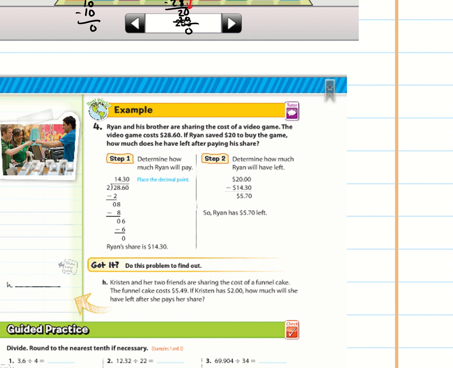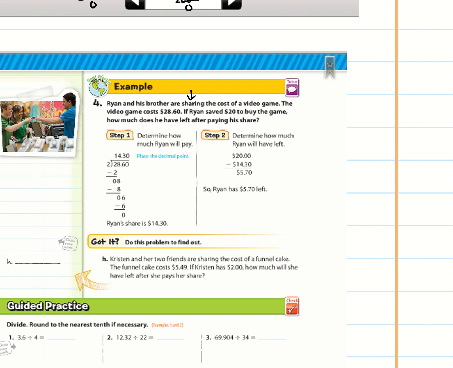It says, Ryan and his brother are sharing the cost of a video game. The video game costs $28.60. If Ryan saved $20 to buy the game, how much does he have left over after paying his share? So they're going to share the cost of the game. It doesn't really specify, but it sounds like we're under the assumption that they're going to split the cost evenly.